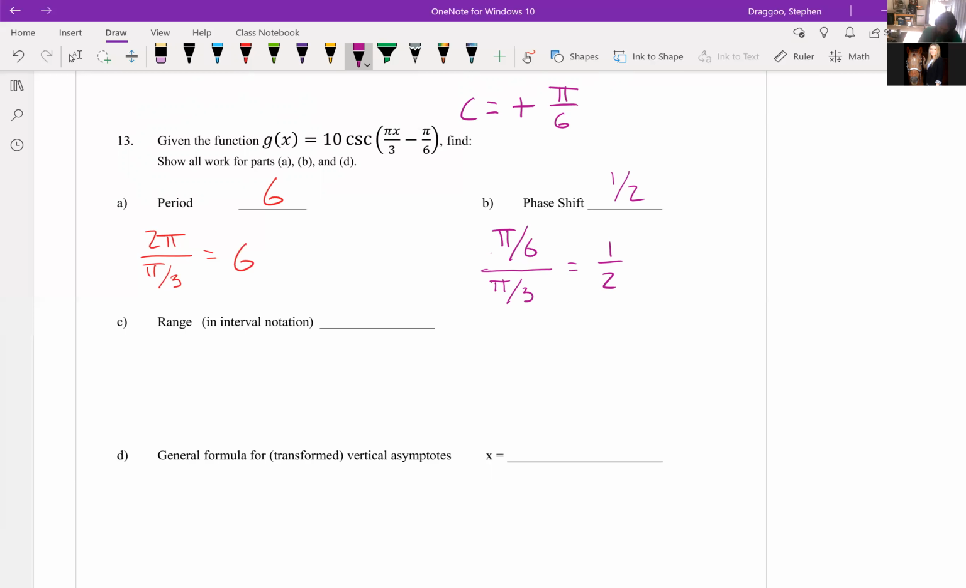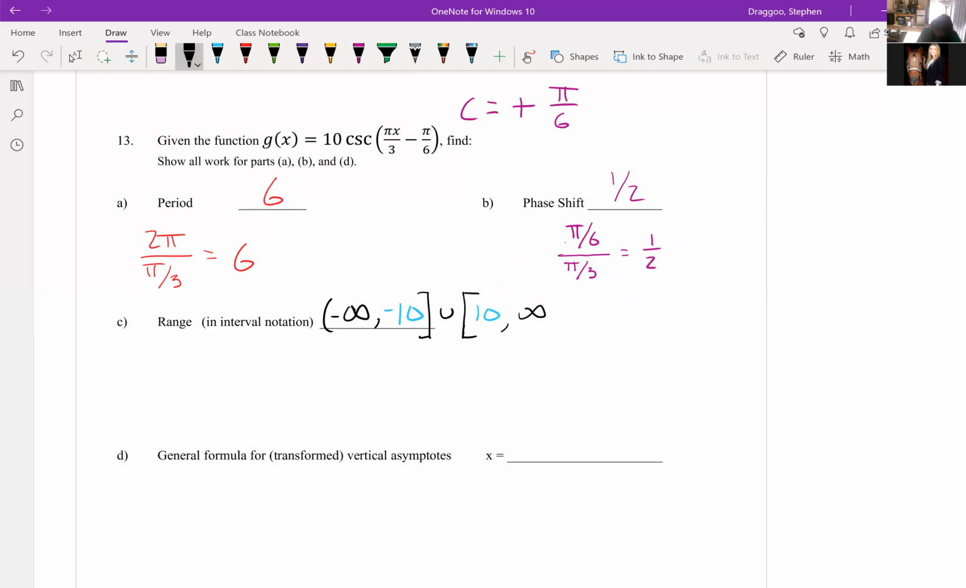Then we want that range in interval notation. Slide that over and make it smaller. That range in interval notation is -infinity to -10, union 10 to infinity. So I'm going to be grabbing that 10 right there.